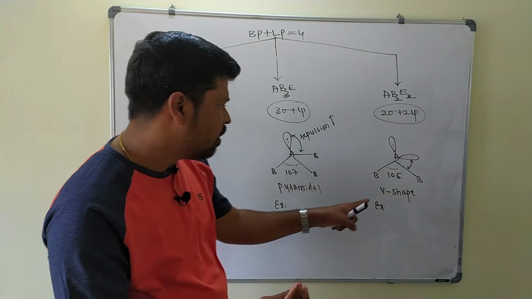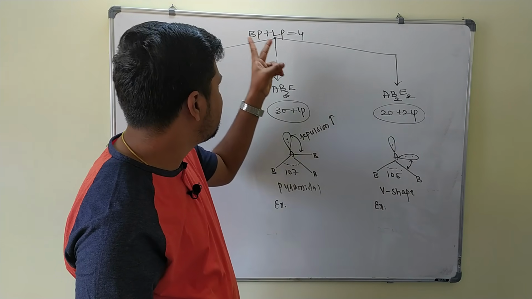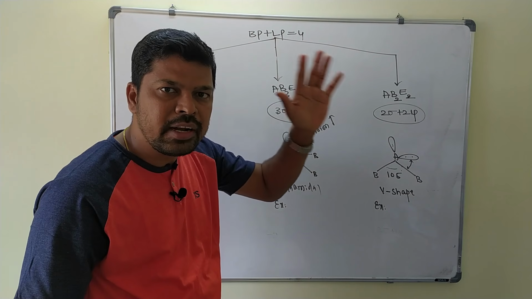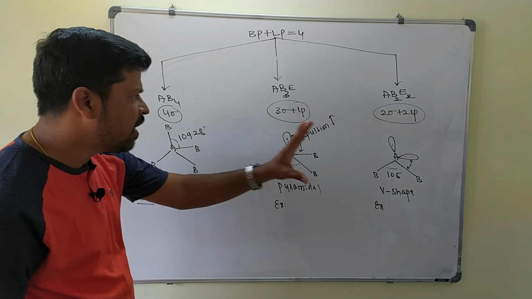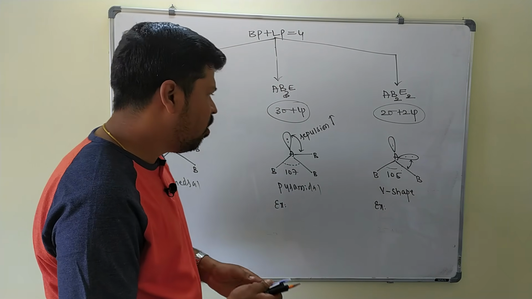That's why the shape of the molecule is what? V shape. What is the geometry of the molecule? Tetrahedral. Because it is a 4 electron pair system, all the electron pairs must be arranged in the tetrahedral fashion only. You have to arrange all the electron pairs.